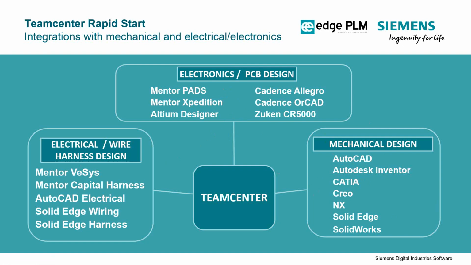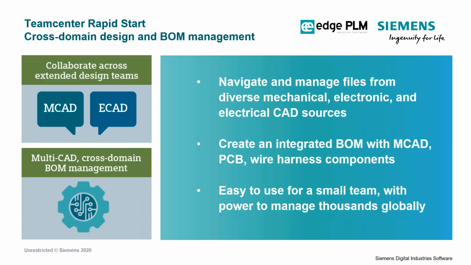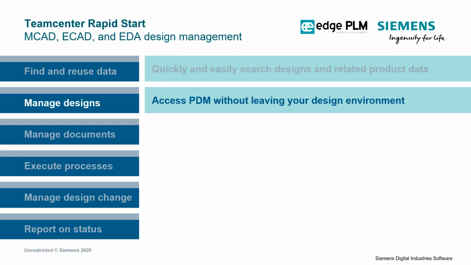And if there's a combination of these that you're interested in managing, we can definitely talk about it, and it's all available. So the benefit you get by managing all these things together, MCAD, ECAD, software, and so forth, means that you can navigate and manage files from diverse mechanical, electronic, and electrical CAD sources. It creates that integrated BOM we spoke about with MCAD, PCB, wire harness components all in one environment. And it's easy to use for a team, irrespective of size. Okay? And it allows you really to access your product data without leaving your design environment wherever you are.